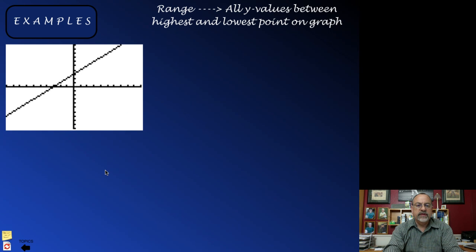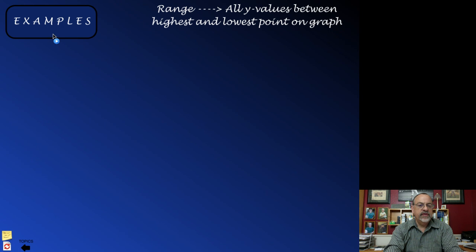Here's an example of a linear function. A linear function, you'll notice that the y values, this line goes down forever and it goes up forever. So there are no y values that aren't used. So this would have a range of all real numbers. There are no restrictions, or there are no y values that will not be used in this function.